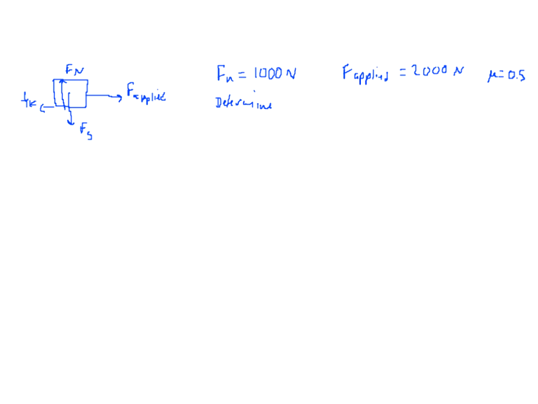Determine m, a, F sub k, F sub g, and F net. And let's just say this is something that's being pulled along. So F applied is just along the floor. So it's a box being pulled or pushed along the floor.